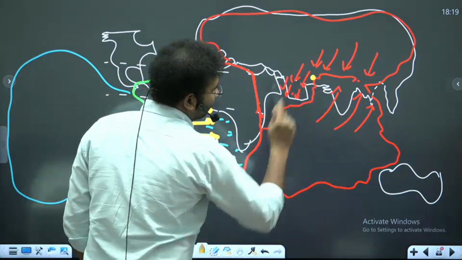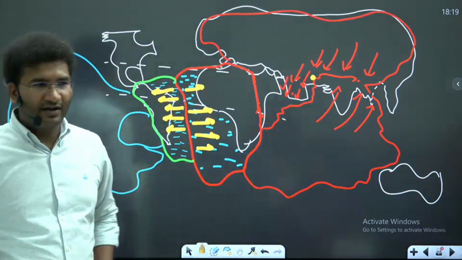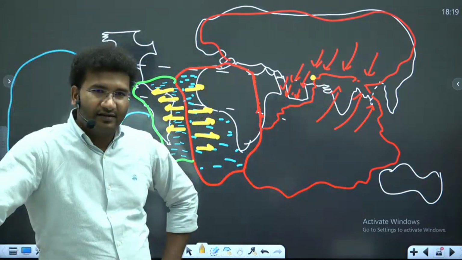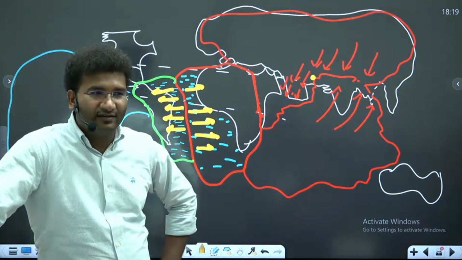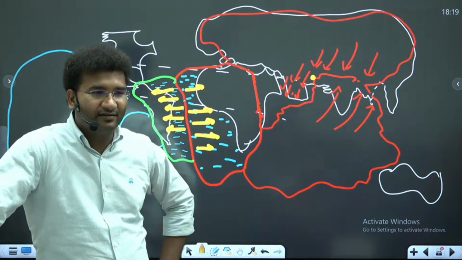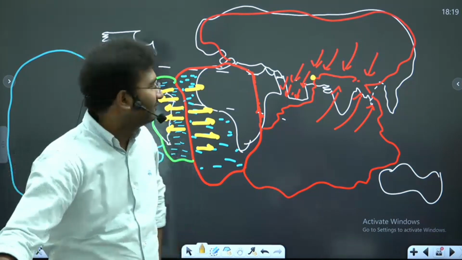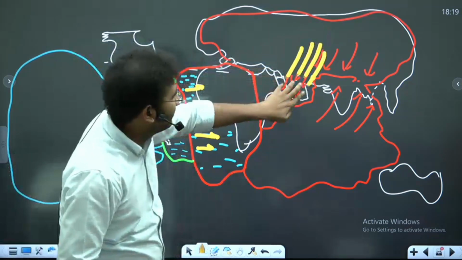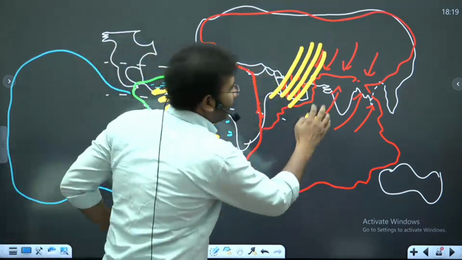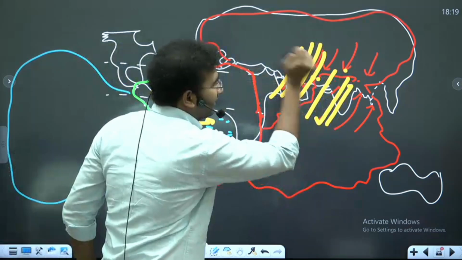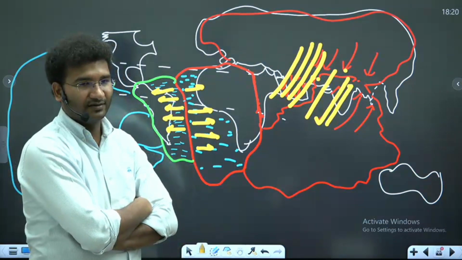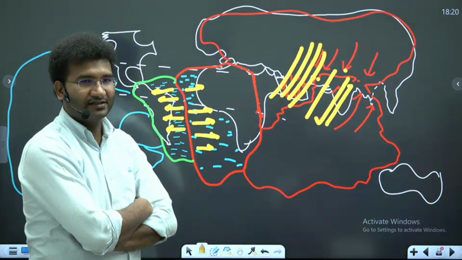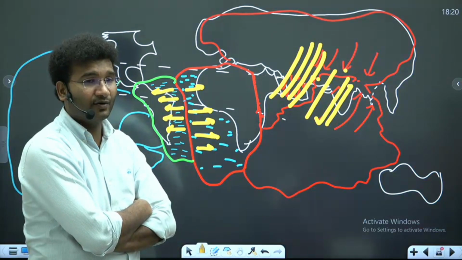Afghanistan. In Afghanistan, what is the direction of the plate? कुछ अजीब सा है ना. From here, the plate is moving in this direction. And from here, the plate is moving in this direction. Afghanistan यहाँ पर है. Sandwich हो रहा है. ठीक है? It is getting sandwiched. It is actually a transform plate कहा जाता है.